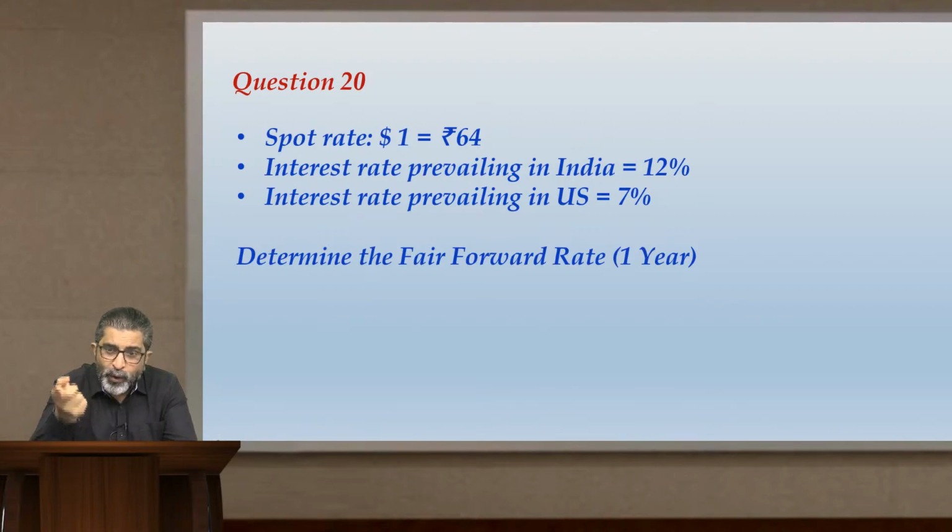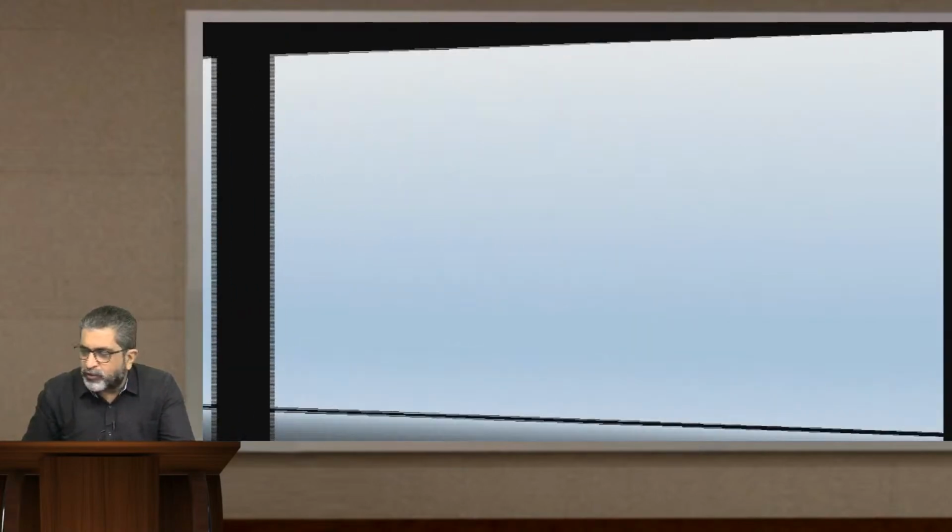So 64, if you invest at 12%, after 1 year, what will it become? So 64 plus 12% is becoming 71.68. And if I invest $1 in the US at 7%, after 1 year, it will become $1.07. So logically, after 1 year, $1.07 that I am holding should be equal to, I am not saying it will be equal to, I am saying it should be equal to rupees 71.68. Let me show these calculations over here.